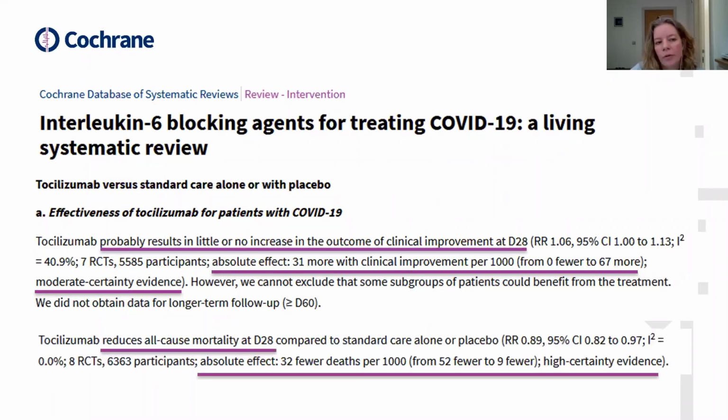They've taken a similar approach to reporting mortality and death as well. And here you can see at day 28, they've used a clear statement that tocilizumab reduces death. And that reflects the high certainty of the evidence for this particular outcome. And obviously, death is a really important outcome. And so they've reported the absolute reduction in deaths. So 32 fewer deaths per 1,000. And there might be as many as 52 fewer deaths or up to maybe 9 fewer deaths. And that's still an important difference. And this is really useful information to include.